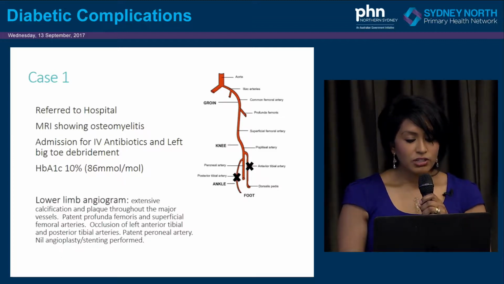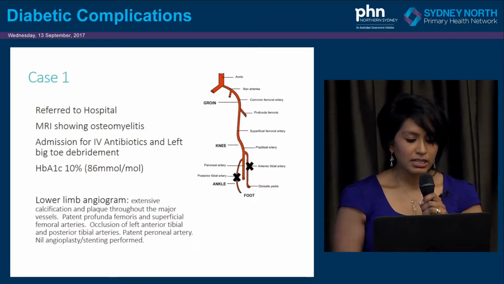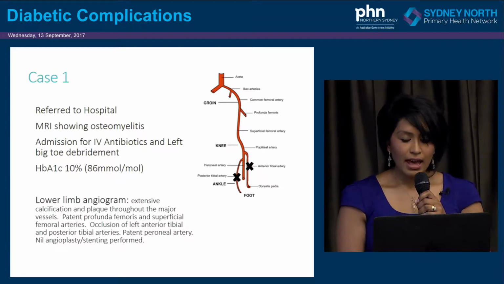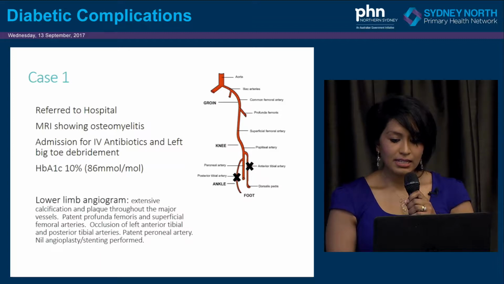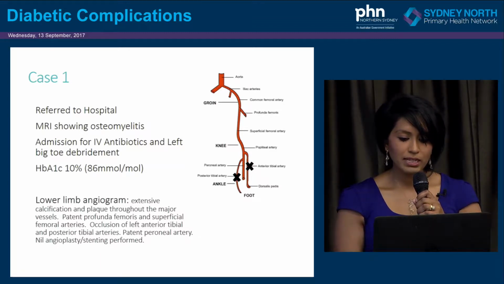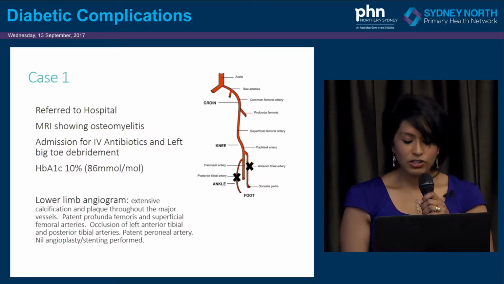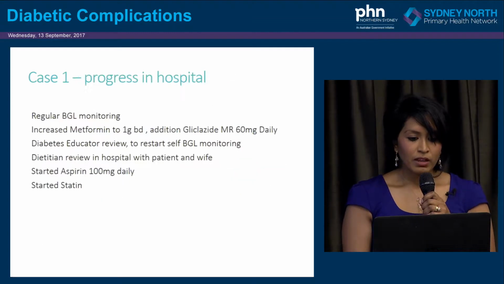And a lower limb angiogram during his hospital admission demonstrates significant peripheral arterial disease. He's got extensive calcification and plaque through the major vessels, he has occlusions of his anterior and posterior tibial arteries, but a patent peroneal artery which is perfusing his ankle and foot, so he didn't require any angioplasty or stenting.